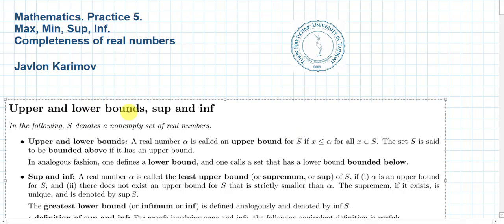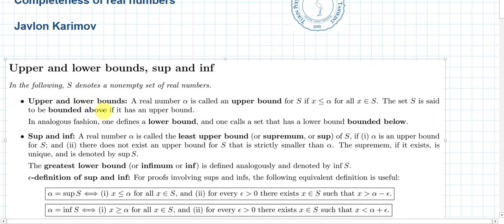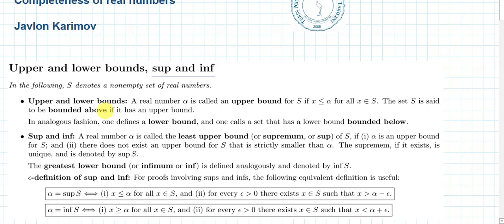So let's begin with the definition of upper and lower bounds, supremum and infimum of sets. Firstly, a real number alpha is called an upper bound for S, where S denotes a non-empty set of real numbers, if x is less than or equal to alpha for all x from this set. The set S is said to be bounded above if it has an upper bound.